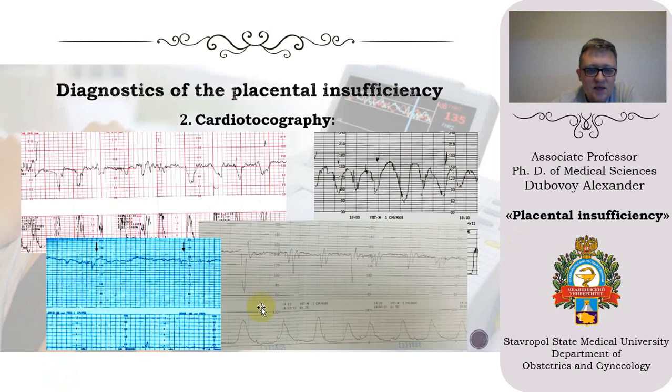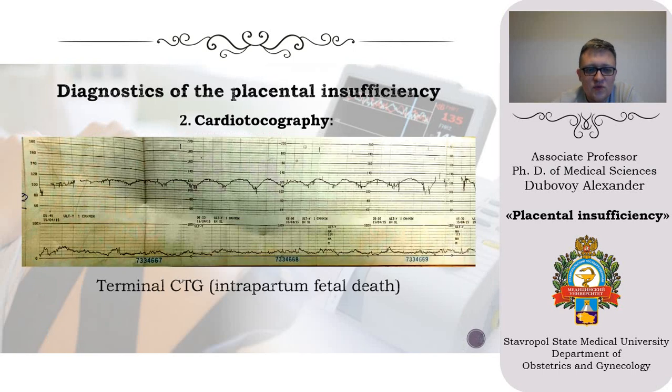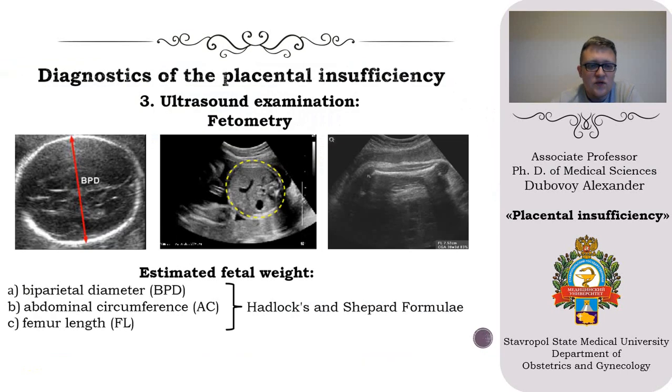On this slide, you can see different types of pathological cardiotocograms, showing subcompensated and decompensated placental insufficiency. Continuation of the previous slide: cardiotocogram with severe disturbances in the reactivity of the fetal cardiovascular system, with low variability, with a rhythm that's difficult to interpret, eventually fetal death. Terminal CTG.